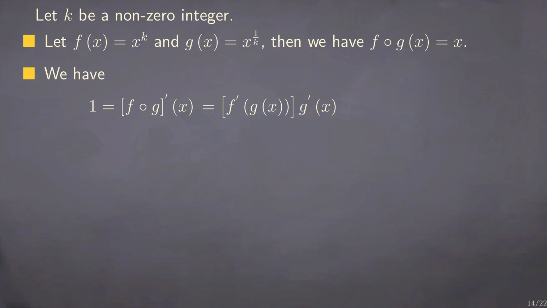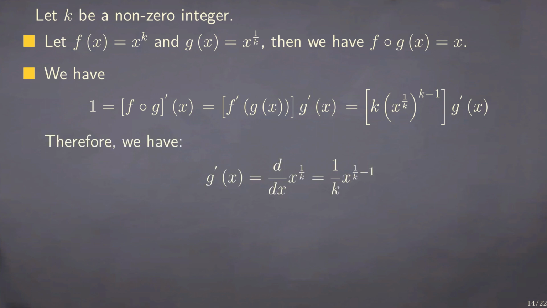Okay, so the derivative of g is the derivative of x to the power 1 over k, which is actually what we want to compute. But the derivative of f evaluated at g of x is something we can already compute because k is an integer. So this actually is k times x to the power 1 over k times k minus 1. Well, from this we can easily deduce the derivative of g, which is 1 over k times x to the power 1 over k minus 1.